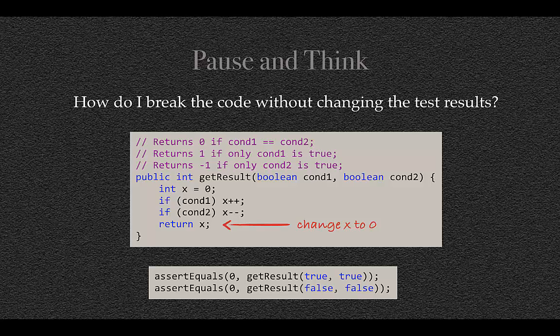However, when only one of the conditions is true but not the other, the expected result is 1 or -1, depending on the conditions. But the actual result will be 0. Therefore, this code is broken.